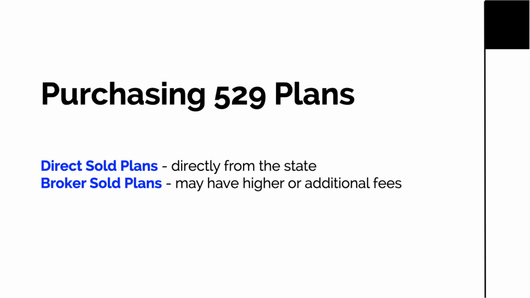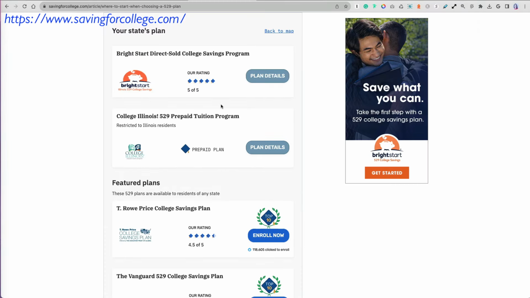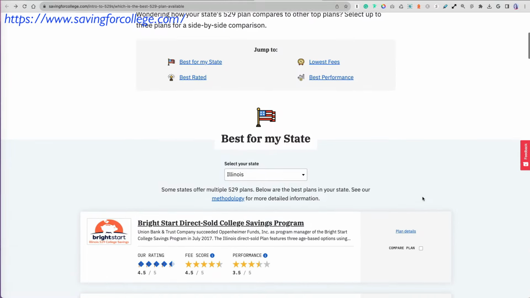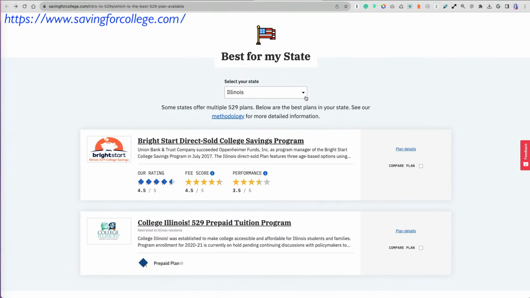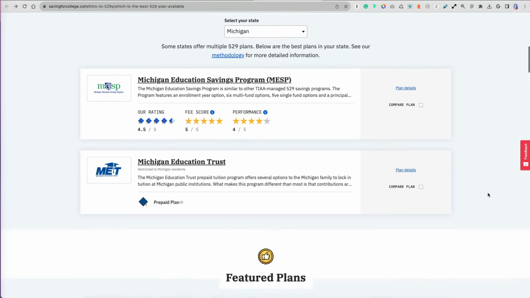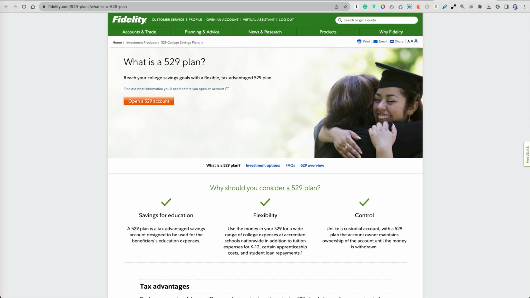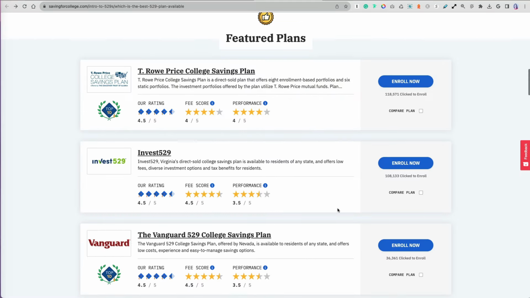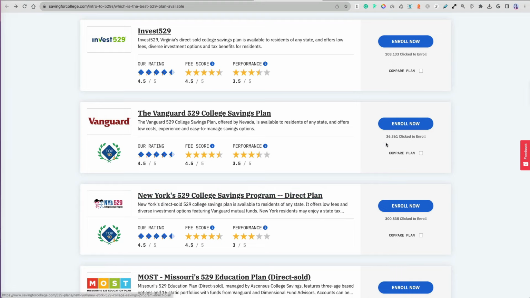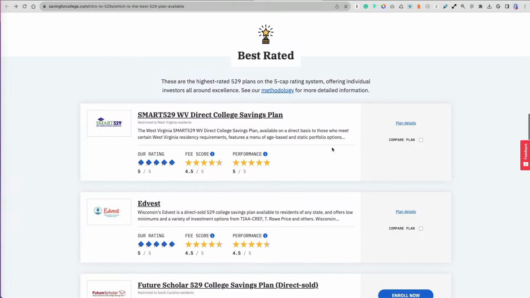There are 2 ways. The direct sold plans can be purchased directly from the state. They typically have lower fees because you are not using a broker or a financial advisor. The broker sold plans involve buying 529 plans through a financial advisor or a broker, such as Fidelity or Vanguard. They may have higher and additional fees, so compare your options before you open an account.